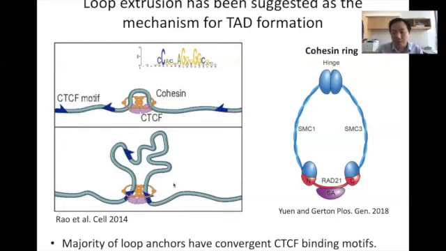So when the CTCF sees the cohesin ring, it will stop. But the idea is that the two CTCFs need to have a convergent motif to stop. If they are in the same direction, or they both point outwards, it won't stop. Back then, when I first saw this observation, I was really surprised. How is it possible? How is the genome so smart?